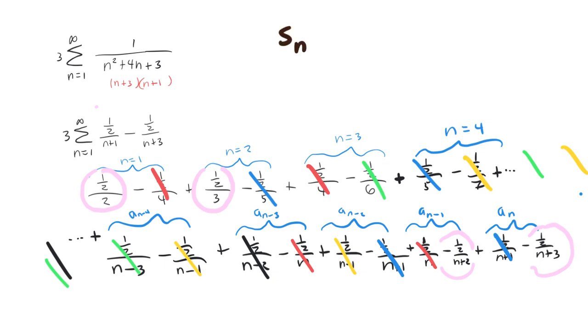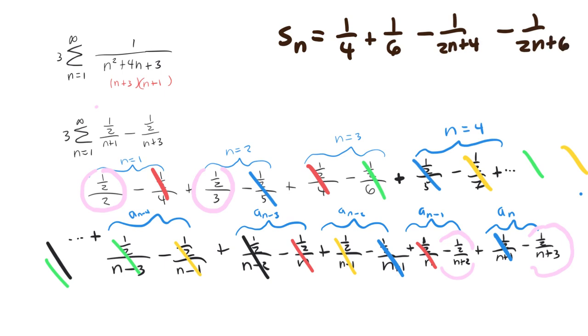So we could go ahead and just create our formula here. So we know that S sub n is going to equal 1/4. I mean, that's this guy, right? Let's see. 1/4 looks like it's plus 1/6. And then it's going to be minus 1 over, let's say, 2n+4, minus 1 over 2n+6. Okay, so at that point, we can then put in the limit to infinity, right?